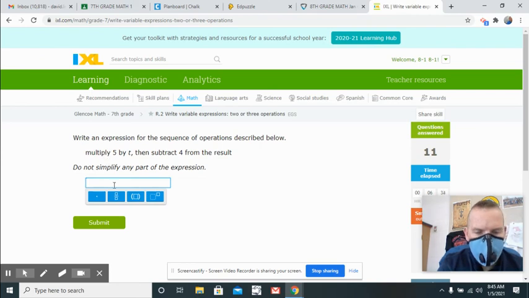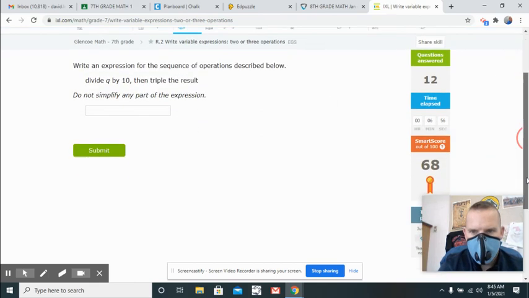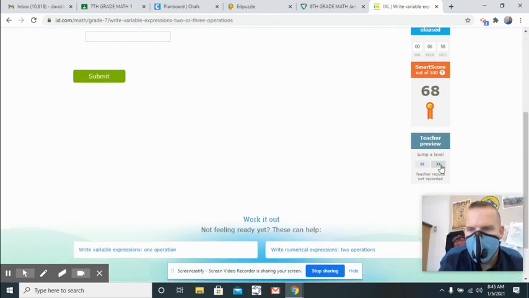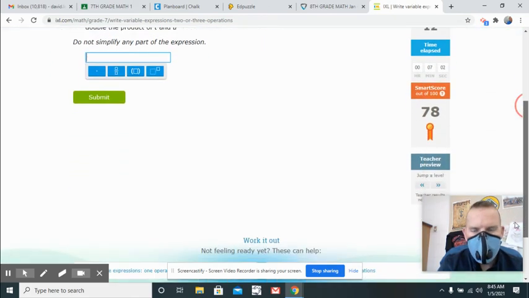Multiply 5 by t. So 5t, you can show it that way. Or we'll use the little dot. Then we're going to subtract, in parentheses, 4. Awesome. We're up to 68. And I believe that is the last type of problem.